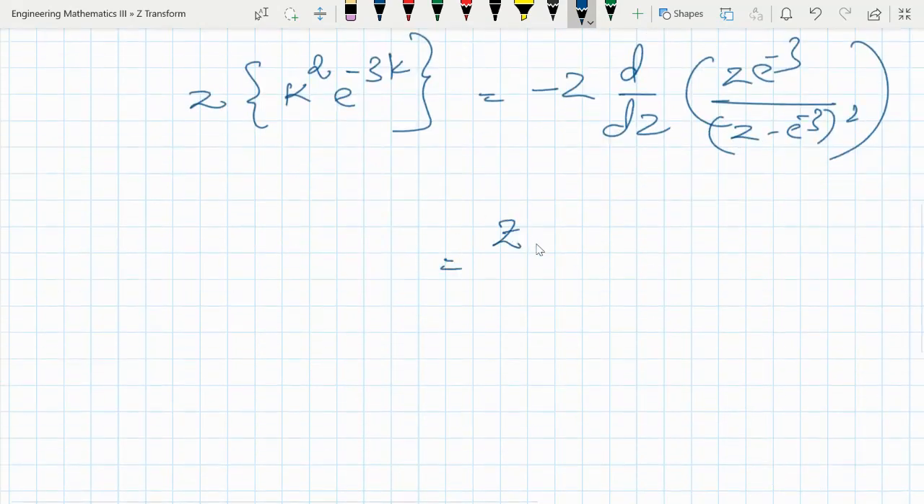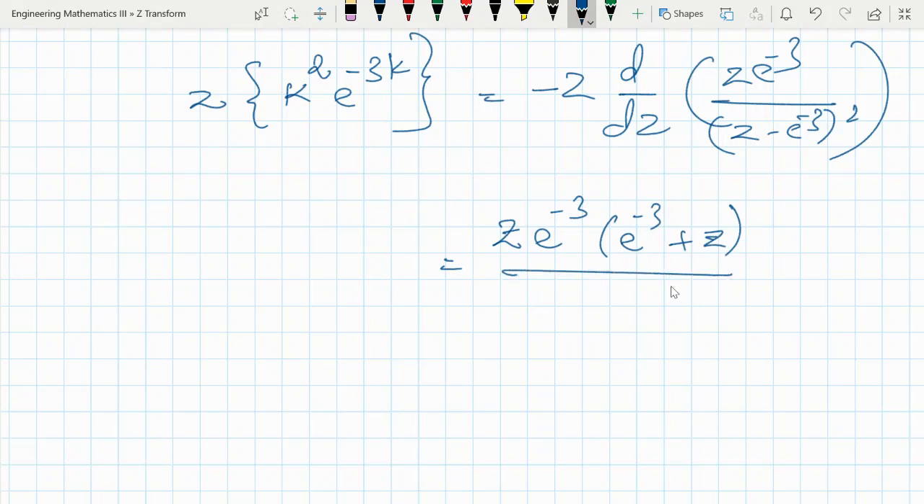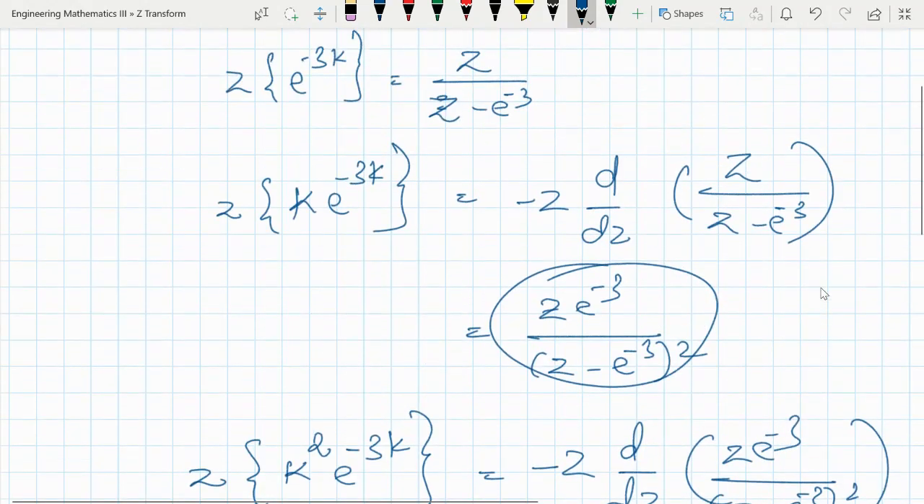It is z into e raised to minus 3. I just leave it to you. Just try to figure out what is the derivative using the u upon v rule. This is z minus e raised to minus 3 raised to 3. This is my answer. Okay, so hope everybody got it. Fine.